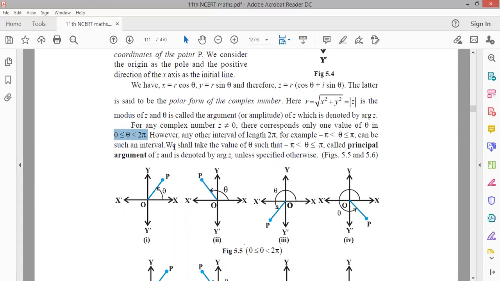For example, this can be such an interval. That means we can write this interval in another form also, that's minus pi to pi. So we'll take it from minus 180 degrees to 180 degrees. That also measures the same, that is a 360 degree angle. So we shall take the value of theta as minus pi to pi. That's called the principal argument of the complex number, and that's usually represented by arg Z.